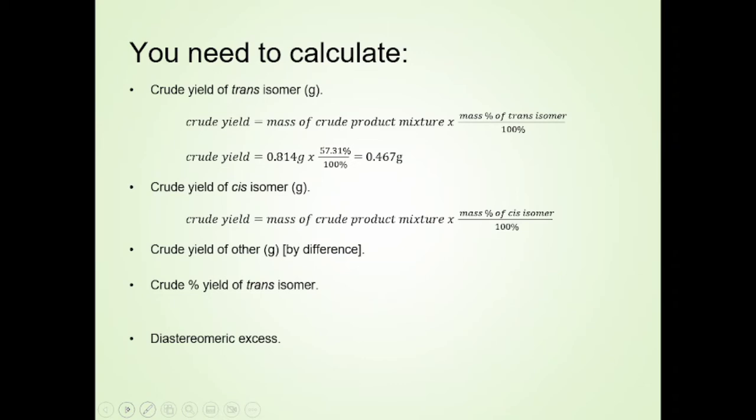And you would do the same thing for the cis isomer. Look at the chromatogram, find out what the mass percent is for the cis. And again, you would have here 0.814. You're simply multiplying it by the mass percent for the cis to find out how many grams of cis was present in that product. And those are the crude yields.